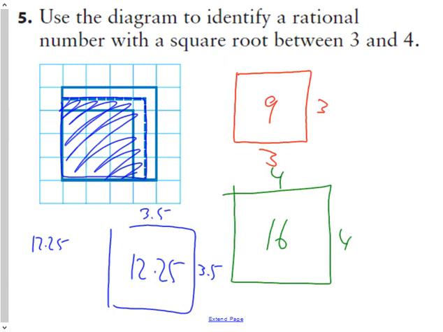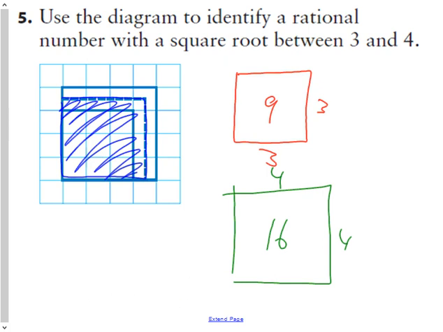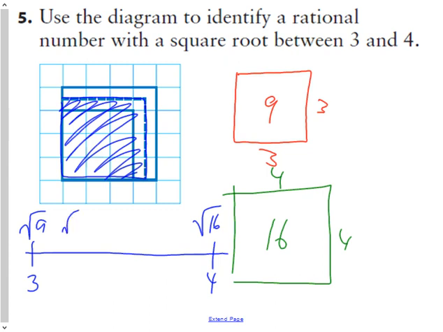But another way to do that without using the area model, I could have just used the number line like we did in the last question. I could have said, listen, the square root of 9 is 3. The square root of 16 is 4. So if I want to find any number that has a square root between 3 and 4, I could choose absolutely any number between 9 and 16, which are infinite numbers, and they would have square roots between 3 and 4.